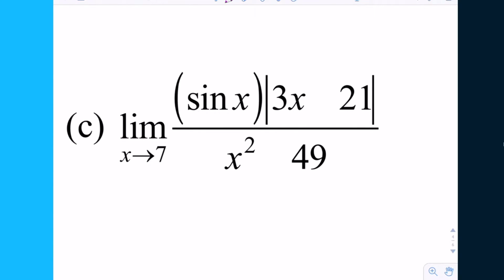All right, so step 1 on part C is to find the missing symbols. 3x minus 21, x squared minus 49. On your marks, get set, go. Do it yourself.